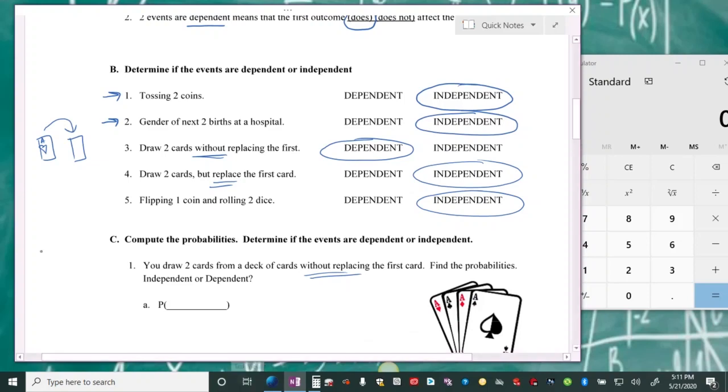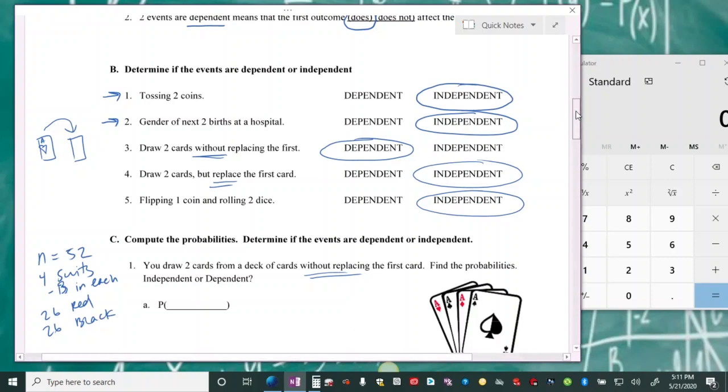A couple things to remember about a deck. I've got 52 cards. There are 4 suits, and I'm going to show you the deck here in just a second. 13 in each suit. There are red cards and black cards, so half the deck, 26 of the cards are red. Half the deck, 26 are black. So 13 cards in each suit.